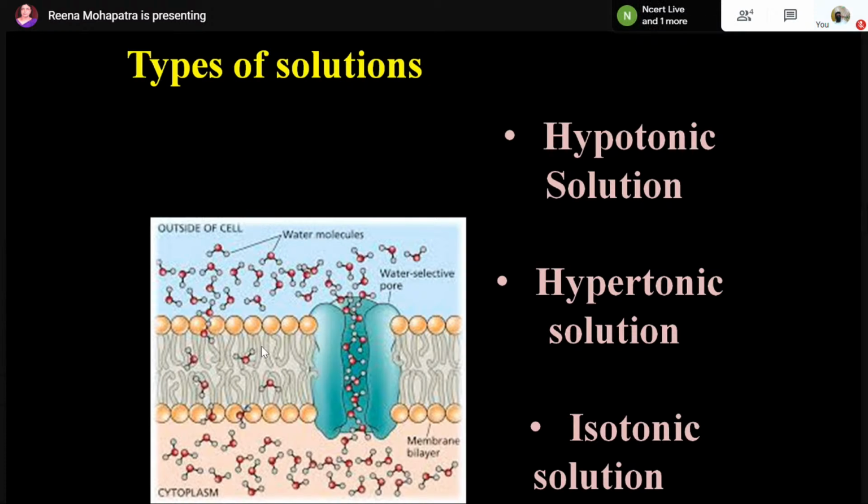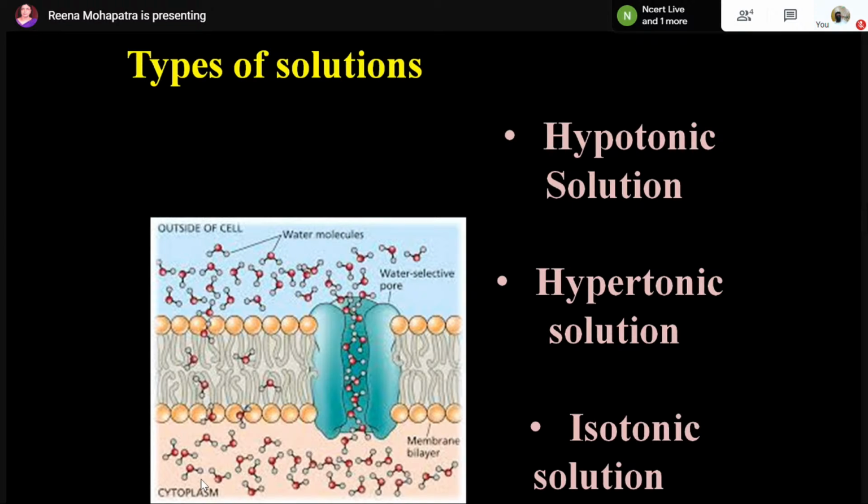Now look at this picture. In this picture you find the plasma membrane, isn't it? Bilayer membrane, this is the plasma membrane and this lower side is the inside of the cell. That means cytoplasm is present here. Cytoplasm is a gel-like structure and it consists of water and many different types of substances, solids dissolved in it.